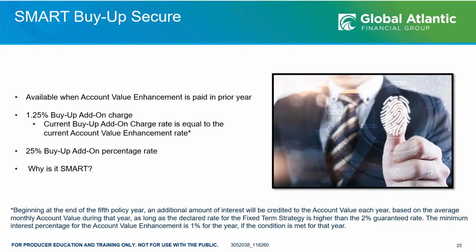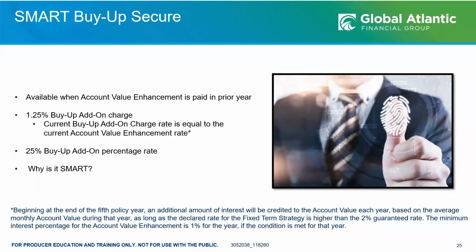This buy-up, or additional bonus or multiplier, doesn't start until the end of the 5th policy year, so the beginning of the 6th year, which is also the same time the account value enhancement starts. What we're doing is giving the client the opportunity to use that account value enhancement to cover the asset-based charge to get an additional 25% buy-up add-on percentage. We believe it's smart because we're helping to maintain that zero is your hero, because the charge for the buy-up is offset by the account value enhancement. So we think that's pretty smart.